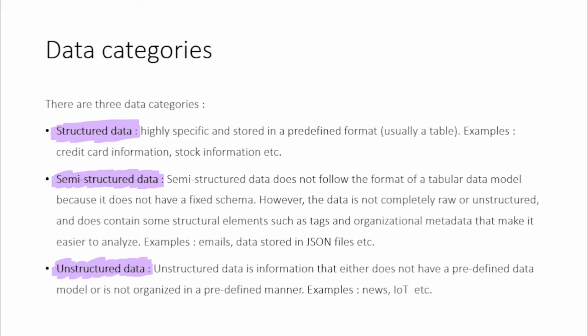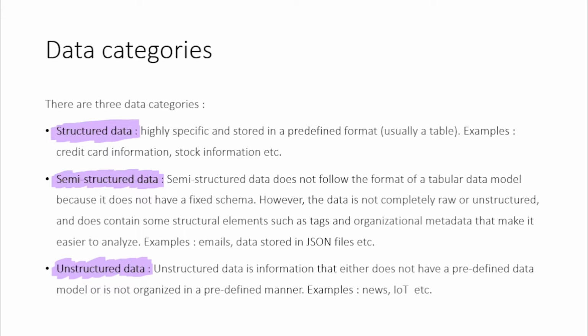Next, we have semi-structured data. Semi-structured data does not follow the format of a tabular data model because it does not have a fixed schema. Schema as in model, there is no structure to it, or it is not predefined. Maybe the column names, none of that is there. It can vary, as in whatever the need is, it can adjust to it. However, the data is not completely raw or unstructured and does contain some structural elements such as tags and organizational metadata that make it easier to analyze. Examples: emails, data stored in JSON formats, etc.